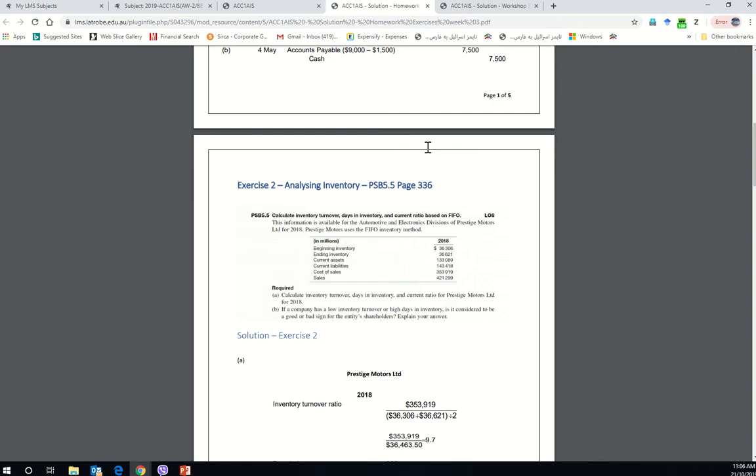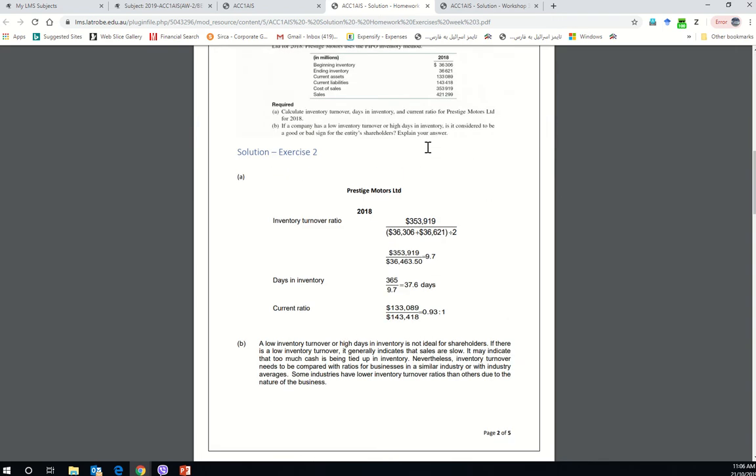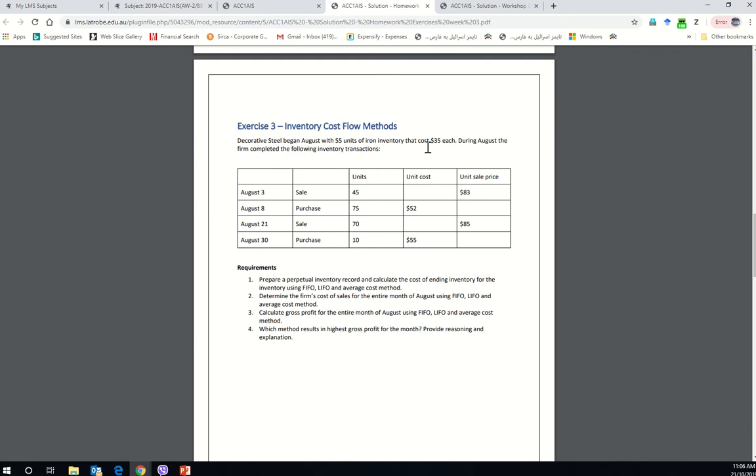For analyzing inventories, you need to memorize the ratios. Ratios are not given in the exam. The 3 important ratios here are inventory turnover, days in inventory, and the current ratio. You need to be able to calculate them and explain those ratios for the exam. The second issue was inventory cost flow methods.